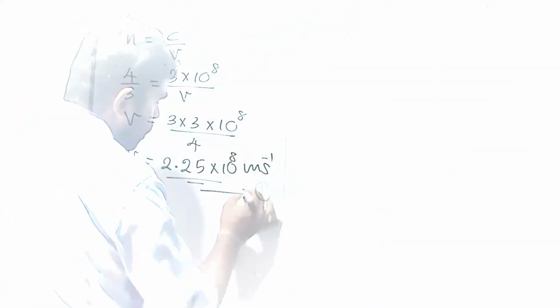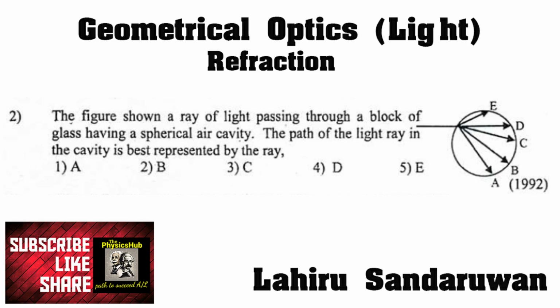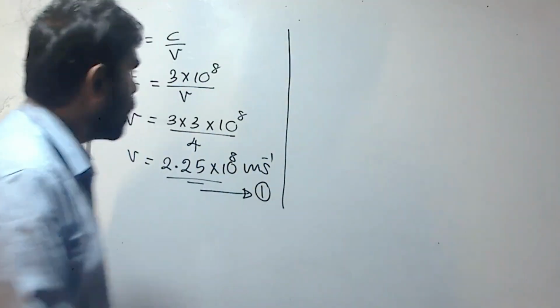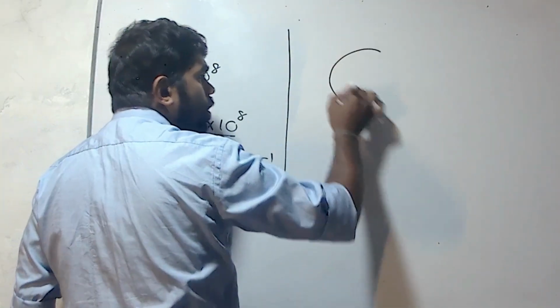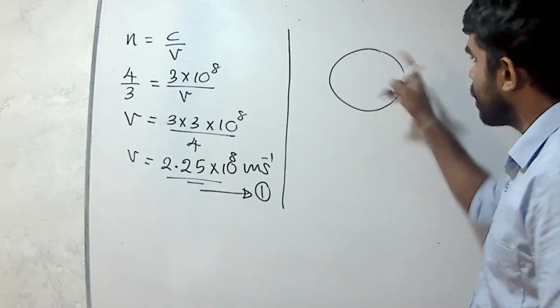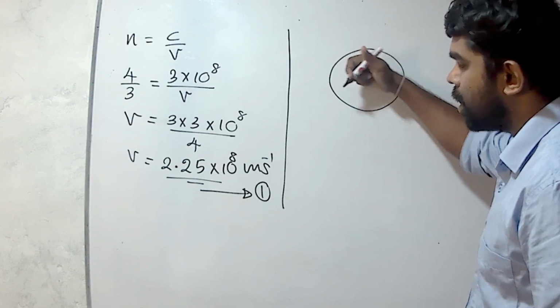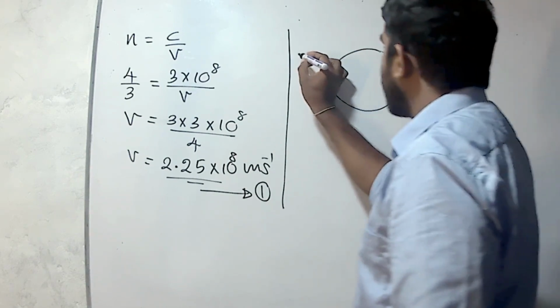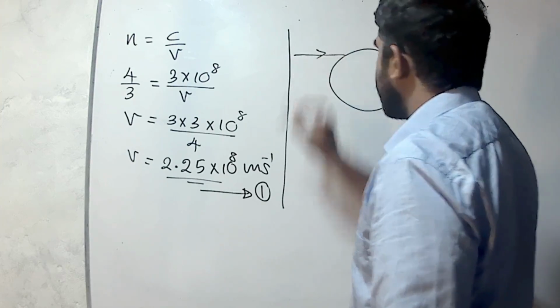The figure shows a ray of light passing through a block of glass having a spherical air cavity. The path of the light ray in the cavity is best represented by which ray? We have to select the correct ray. Now, this is the cavity. The outer medium is glass. The inner medium is air. They have given a ray like this.